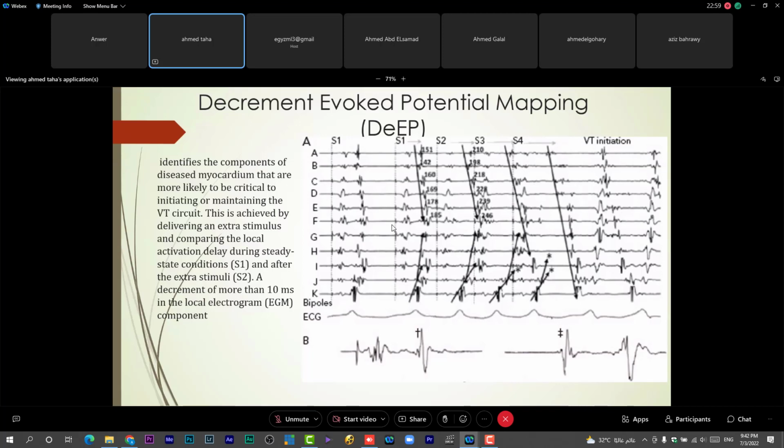In this case, we are pacing, then suddenly developed ventricular tachycardia because of the functional block that happened because of the delay, and sudden induction of the tachycardia. So if you are finding this potential in the scar zone and you are trying to be sure if these are the corridor or isthmus, you do what's called decremental evoked potential by extra stimulation from the RV itself, and define if they are getting delayed more than 10 milliseconds in the S2 or S3. These are good points for ablation and should be ablated.